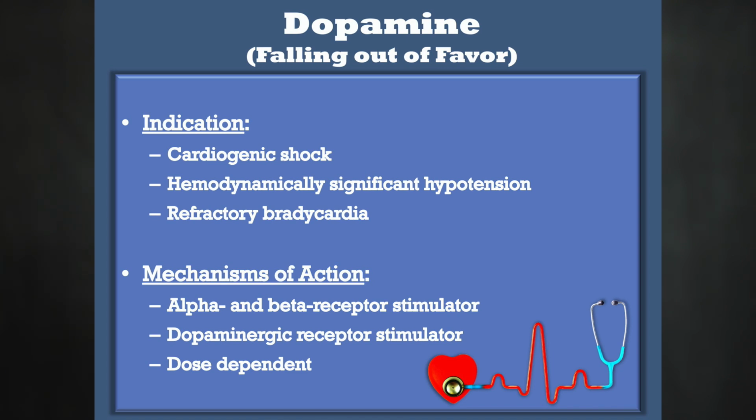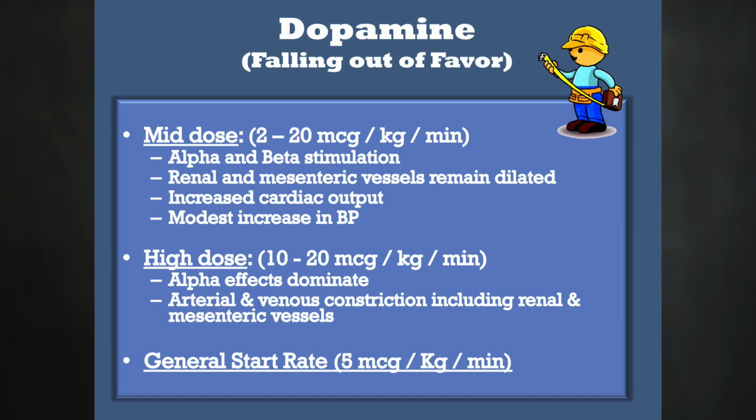And it's dose dependent. If you look, the mid dose is generally where we start, where you get a little bit of alpha, a little bit of beta, so the heart beats a little bit harder, a little bit faster, but it also doesn't affect the renal and mesenteric vessels, meaning that the kidneys are still perfused at these mid doses. The standard starting dose is about 5 mics per kilogram per minute, and then it's increased up to no more than 20 mics per kilogram per minute.